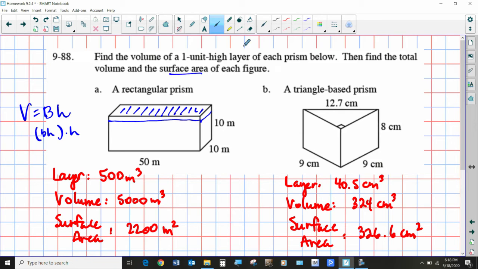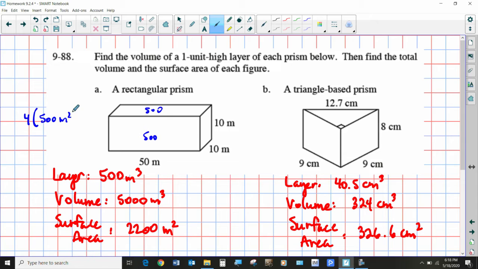Then it says to find the surface area. So to find the surface area, the top was 500, and it looks like this is 500. So the bottom and the back are going to be 500 as well. So you've got 4 sides that are all 500 square meters for their areas. And then you got this right side that's 100, and then the left side will be 100. So you'll have 2 sides that are 100 square meters. And so that's how you get 4 times 500 is 2,000, and 2 times 100 is 200. So you get a total surface area of 2,200 square meters.